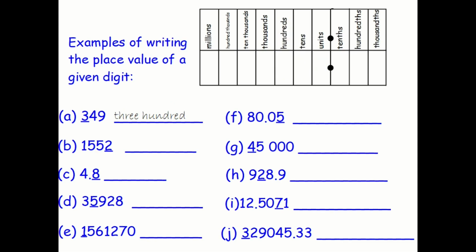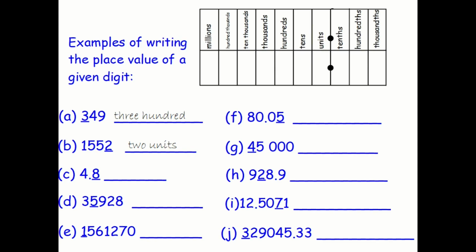Okay, let's have a look at the next one. So B, I'm going to say the number first, 1552. Let's put it in the place value table, let's work backwards. So I've got my 2, 5, 5, 1. What's the place value of the number 2? It is 2 units, also referred to as ones. I'm just going to say 2 units in this video.